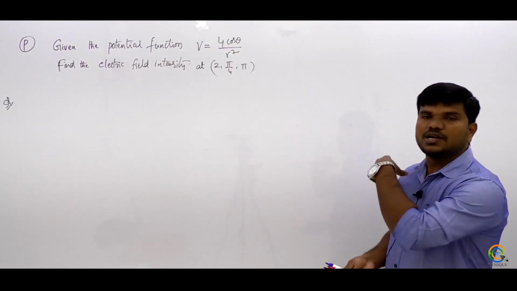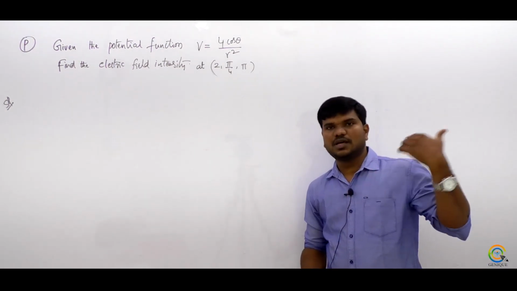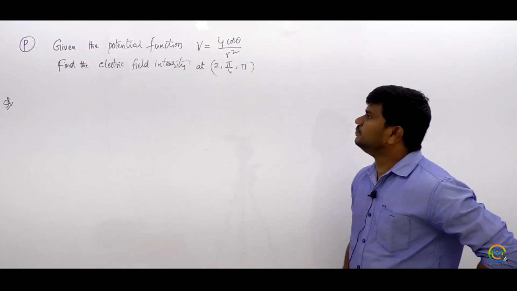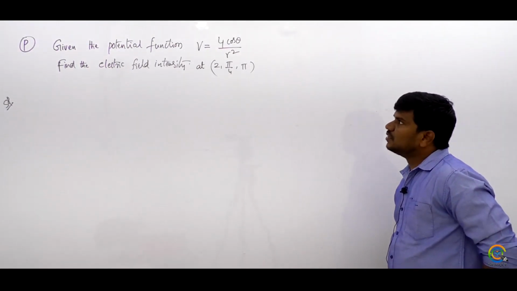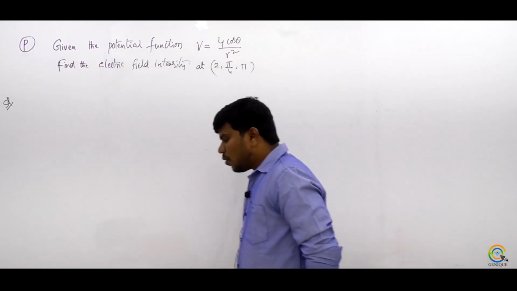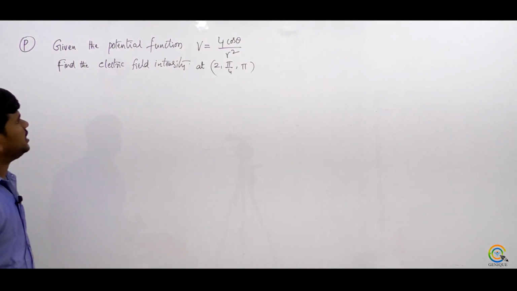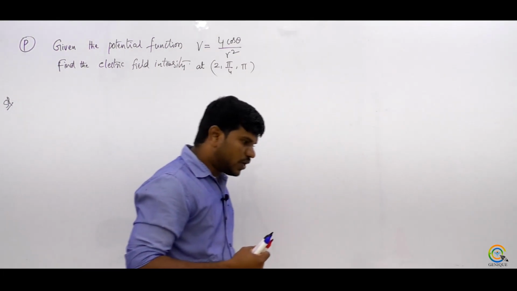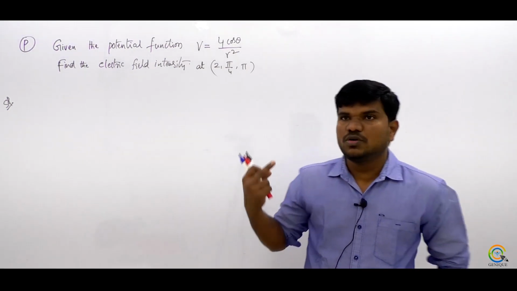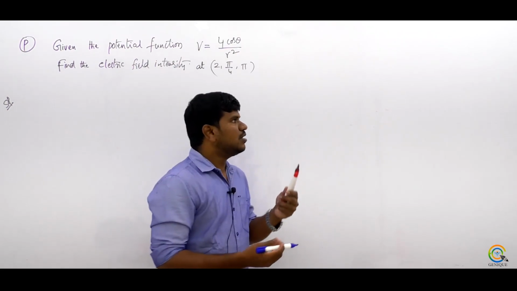So here we cannot use the expression whatever we have derived in the previous class. Okay, so that's why we have to go for this concept now. First of all, for finding the electric field intensity, you have to know what is the potential. Then only you should be able to find the electric field intensity. Okay, so what is the potential?